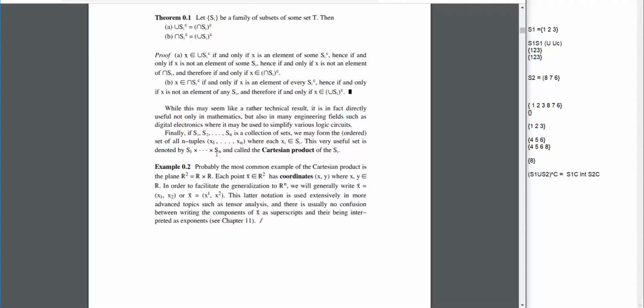Cartesian product of Si. Given a collection of sets, we may form the ordered set of all n-tuples. Cartesian product.